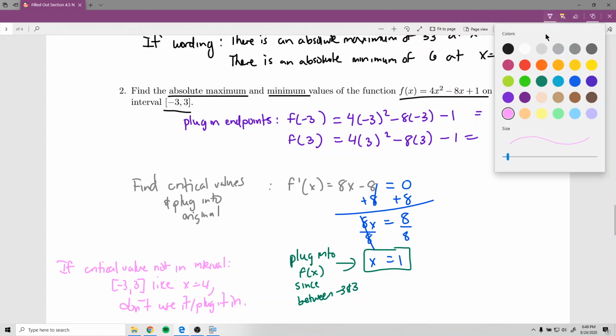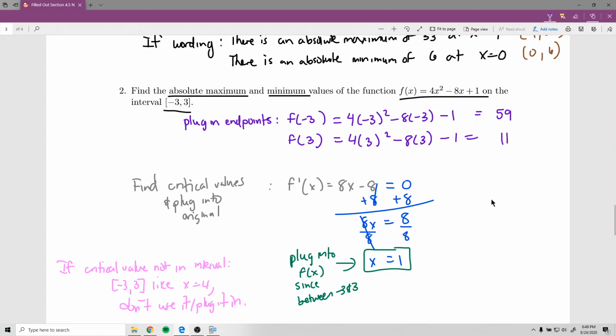But we do have to plug in 1, as we saw. Plug it into the original. We got to plug in 1 for x, and f of 1 we get 4 times 1 squared minus 8 times 1 plus 1. Since this is just 1, it's not too bad. 4 times 1 is 4, minus 8 plus 1, which is -3.